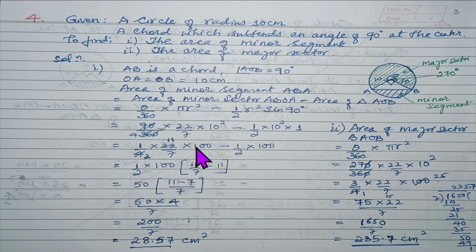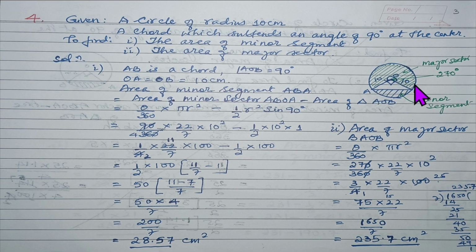Taking half into 100 as the common factor, we get half into 100 in front of the bracket, 11 by 7 minus 1. Half into 100 becomes 50, and simplifying we get 50 into (11 minus 7) by 7, that is 50 into 4 by 7, that is 200 by 7, that is 28.57 centimeter square, and that is the area of the minor segment ABA.